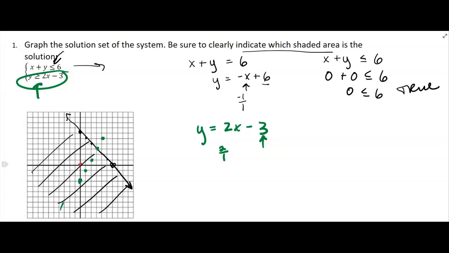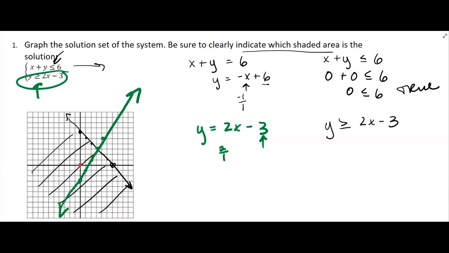So I'm going to try to draw it here. Try to draw a straight line. Okay, now try to ignore the black line and the shading. Look just at that green line. Is the point 0, 0 on that line? Okay, so we're going to go back to the original, y is greater than or equal to 2x minus 3. 0, 0 is not on that line.